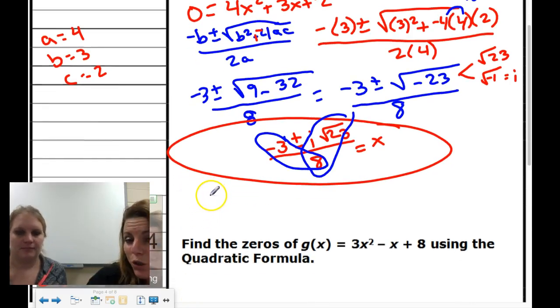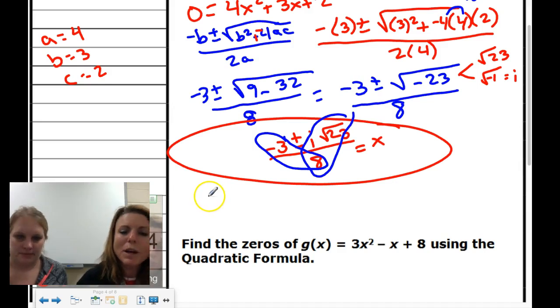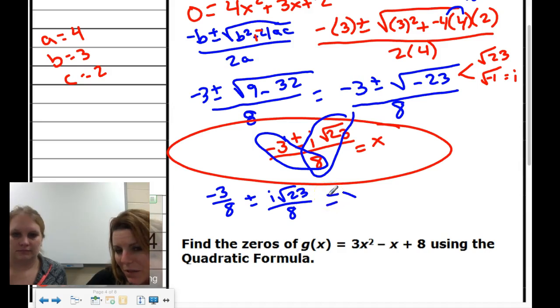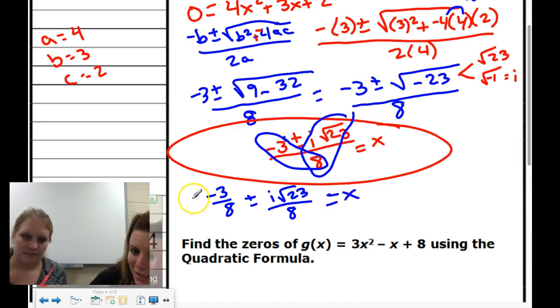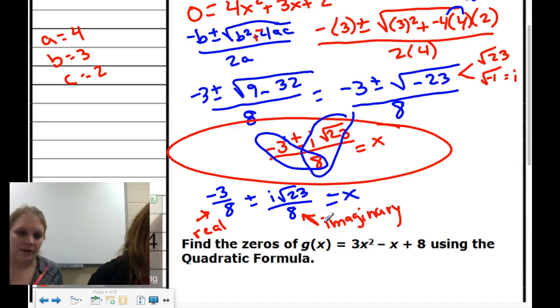What you circled up there is totally acceptable. But if it would say what's the real part, what's the imaginary part, let's rewrite this. So we got negative 3 over 8 plus or minus i square root of 23 over 8. So if someone said, what's the real part? Well, that's negative 3 over 8. And the imaginary part is the square root of 23 over 8. Very good.